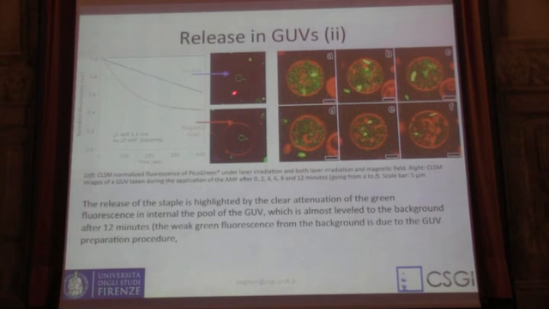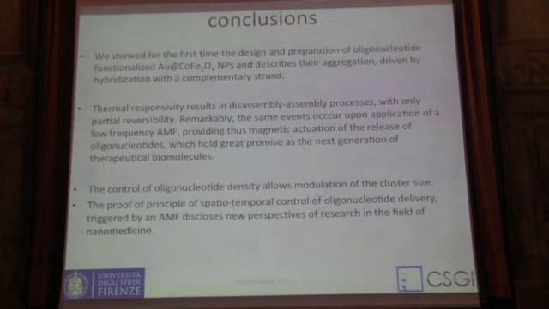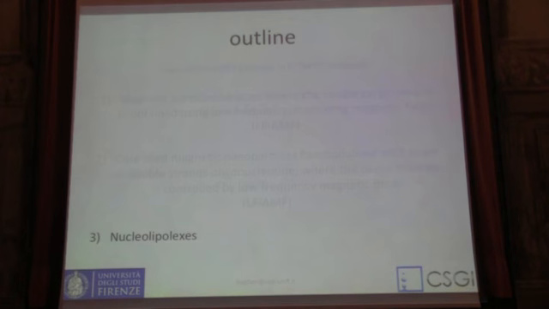Basically, you have the vesicles. Inside you have the DNA, the nanoparticle and the staple. And here you have a dye. The dye attached to the DNA is quenched upon the release of the staple, so the part of DNA that you want to release. And this is what happened. The attenuation of the green fluorescence inside is the proof that we have released the DNA staple, that is the part that is labeled in this sense.